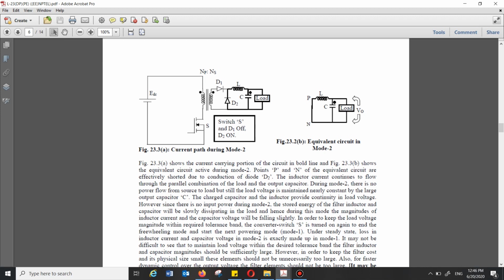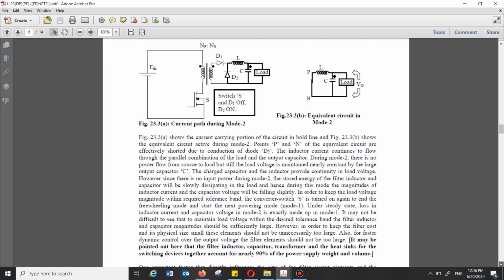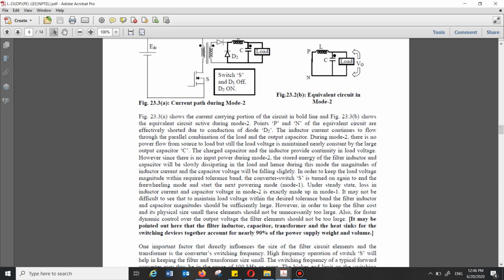Under steady state, the loss in the inductor current and the capacitor voltage in mode 2 is exactly made up in mode 1. It may be difficult to see that to maintain load voltage within the desired tolerance band, the filter inductor and capacitor magnitude should be sufficiently large. Yeah, that's true. If you want to maintain a constant voltage, you need to do these things.